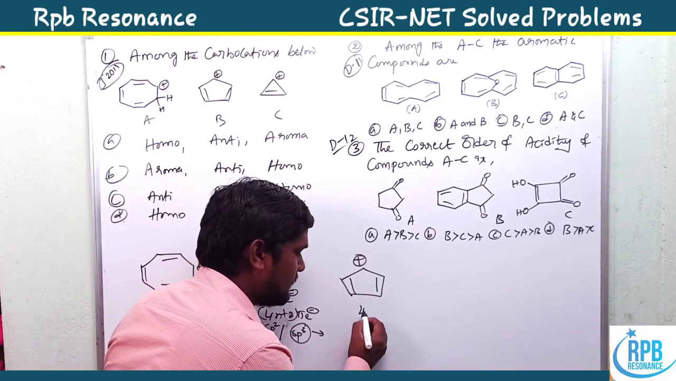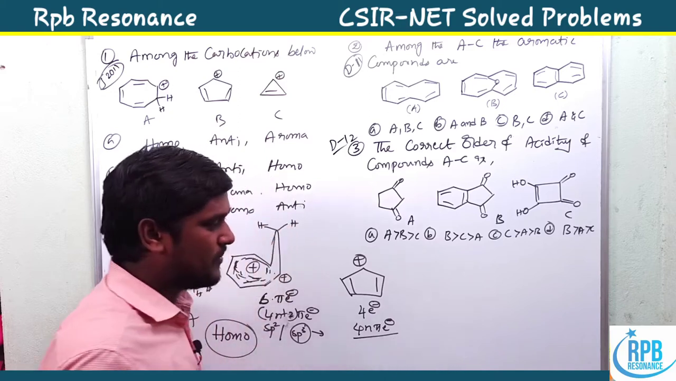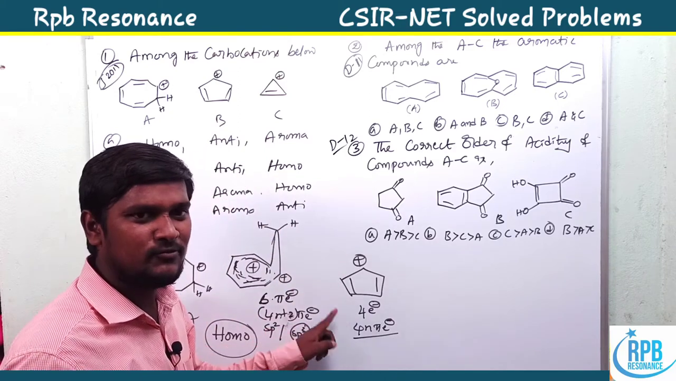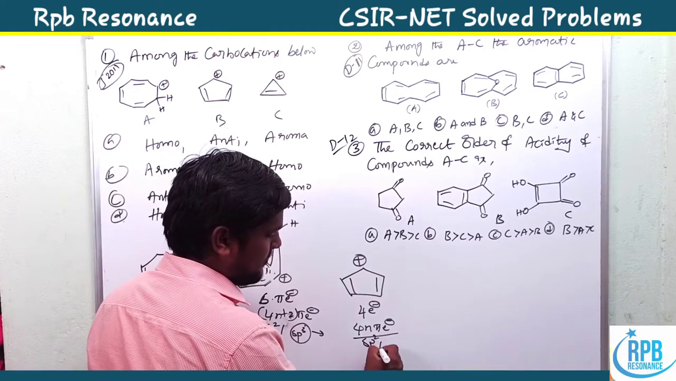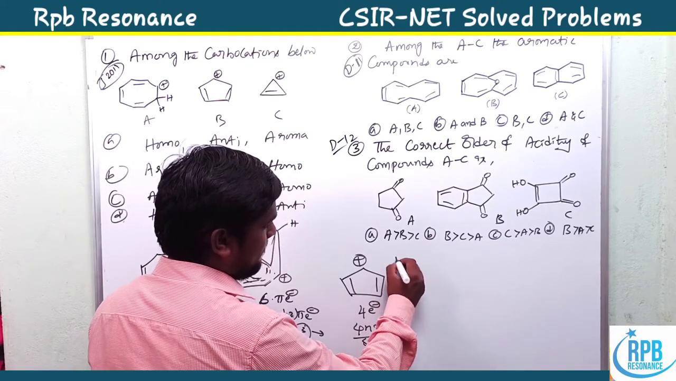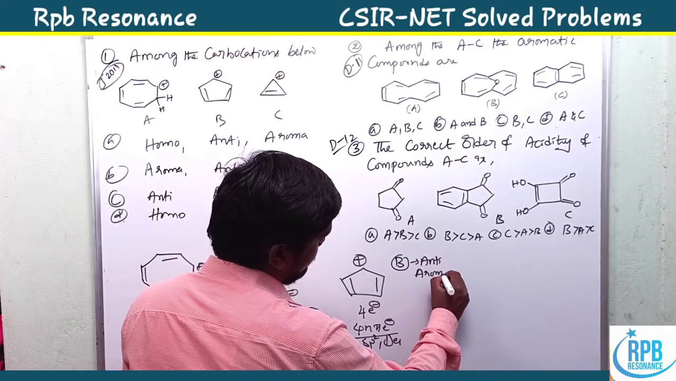Two pi bonds, that means 4 electrons, which obeys the 4n pi electronic system. Positive means 0 electrons, so 4 plus 0, 4 electrons, which obeys the 4n pi electronic system. All are sp2, delocalized. Then B is anti-aromatic in nature.